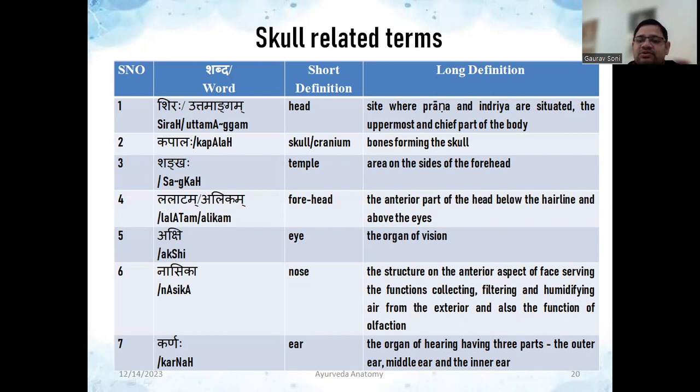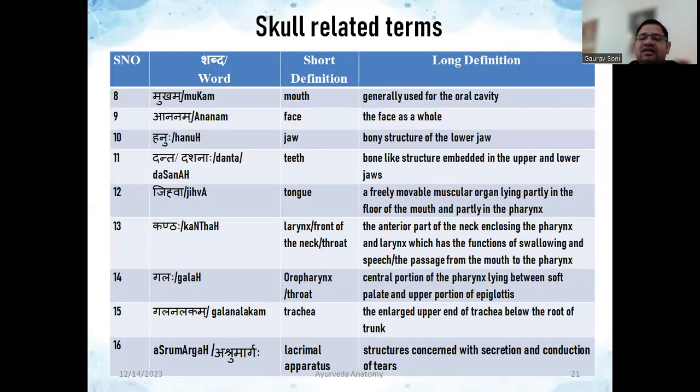Then Nasika, the nose. It is a structure on the anterior aspect of the face, serving the function of collecting, filtering, and humidifying the air from the exterior, and also the function of olfaction. So it is a sensory organ. Then there is Karna. Karna is the ear. It has three parts: outer ear, middle ear, and inner ear. Then there is Mukha. Mukha means mouth or oral cavity, the part from where we take the food. Then there is Anana. Anana is for the face, this whole thing is called the face, the face as a whole.